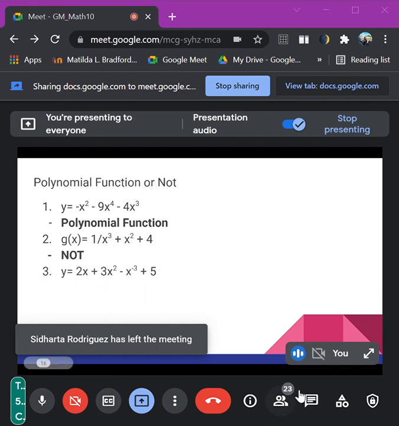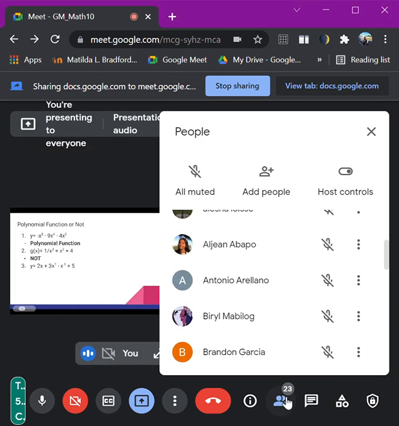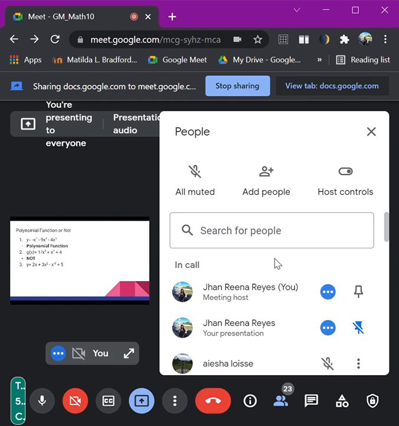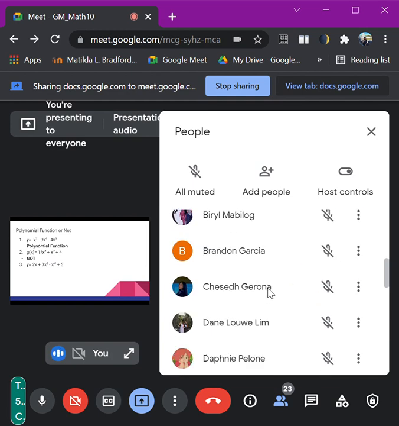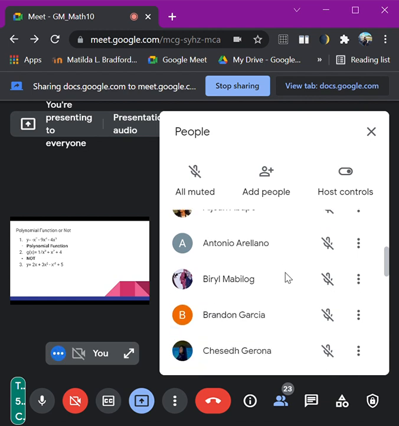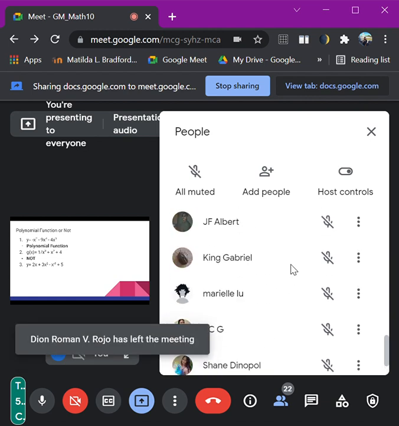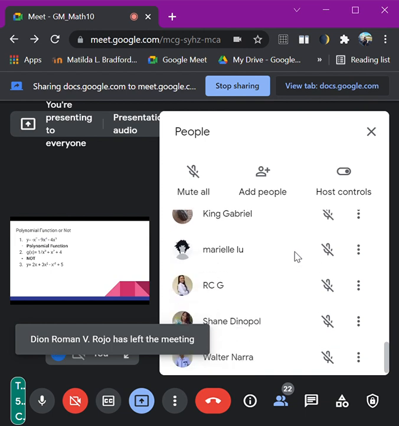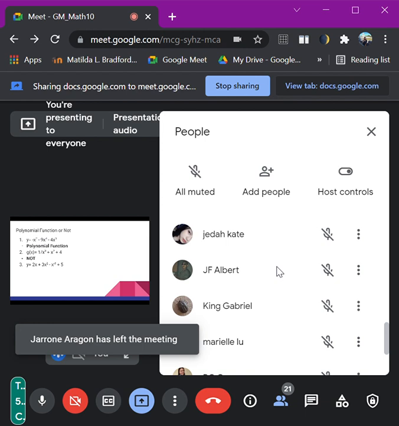Now, let's go to number 3. We have y is equals to 2x plus 3x squared minus x cubed, x negative x raised to the power of negative 3 plus 5. So, from 29, nahin mo na ng tag 23. Ang sama nila, Kuya 1. Okay, sige. Let's have, wala, 22 na lang yun. Okay, sige. Let's have 21.